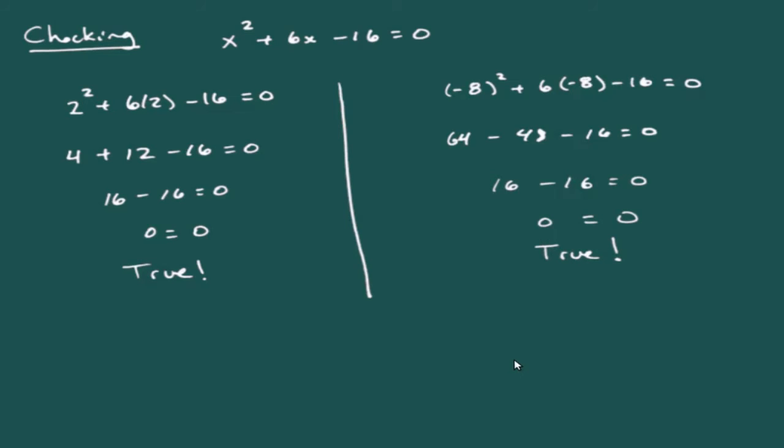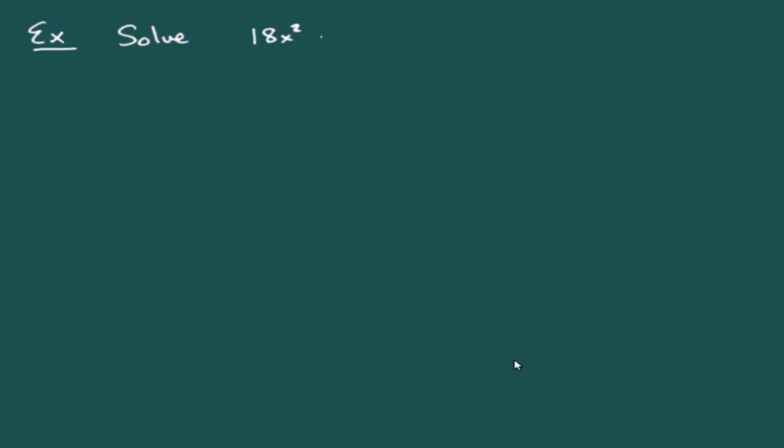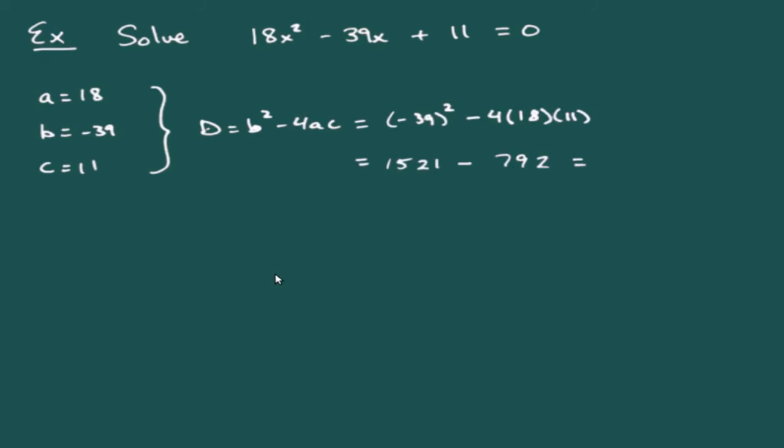So now let's take a look at one more example. So suppose we're asked to solve 18x squared minus 39x plus 11 is equal to 0. Same format as the two previous problems. We identify what a, b, and c are. So a is going to be 18, b is going to be negative 39, and c is going to be 11. Computing our discriminant, our b squared minus 4ac, we've got negative 39 squared minus 4 times 18 times 11.